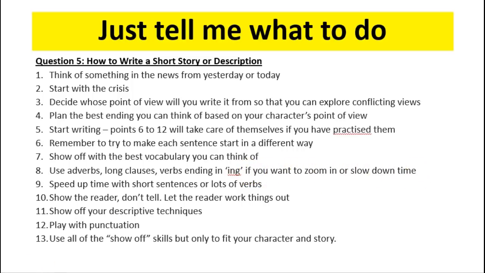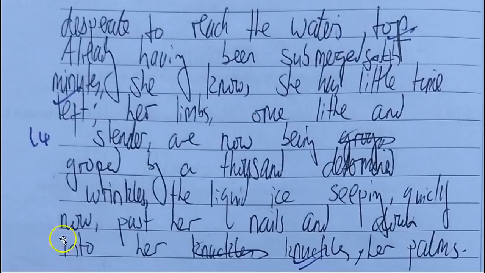So if we go to the show-off sentence, there's a sentence starting with an adverb of time, already, and then here are the ing words. Already having been submerged, her limbs once lithe and slender are now being groped, the liquid ice seeping. Now the effect of that is to keep the drama continually happening in the present, or if it's in the past, as long as you've got the ing, it's not a finished action, either in the present or the past.